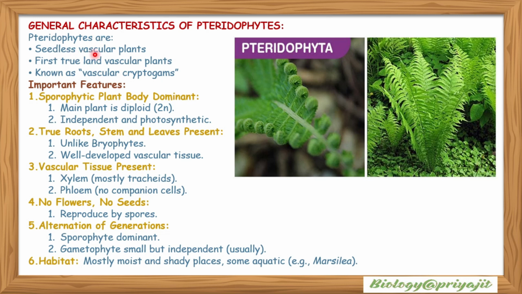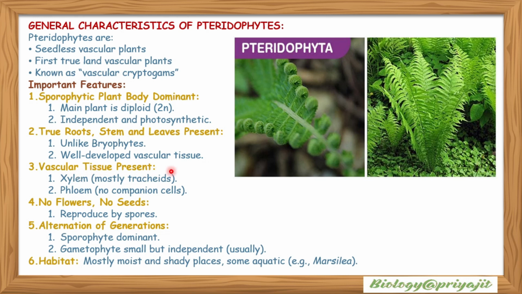Pteridophytes are basically seedless vascular plants. They are the first true land vascular plants and they are known as vascular cryptogams. Important features: the sporophytic plant body is dominant. Their main plant body is diploid or 2N. They are independent and photosynthetic. They have true roots, stems and leaves present. Unlike bryophytes, they have well developed vascular tissue.